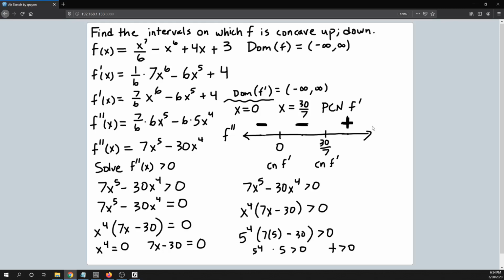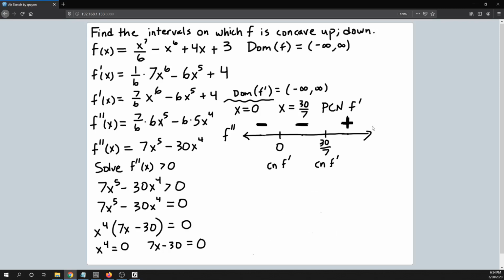Okay. All right, so now my sign diagram is complete, and so I can answer this question. The question is, on what intervals is f concave up? On what intervals is f concave down? So f is going to be concave up on the intervals where there is a plus, and that is this interval right here, 37/7ths to infinity.